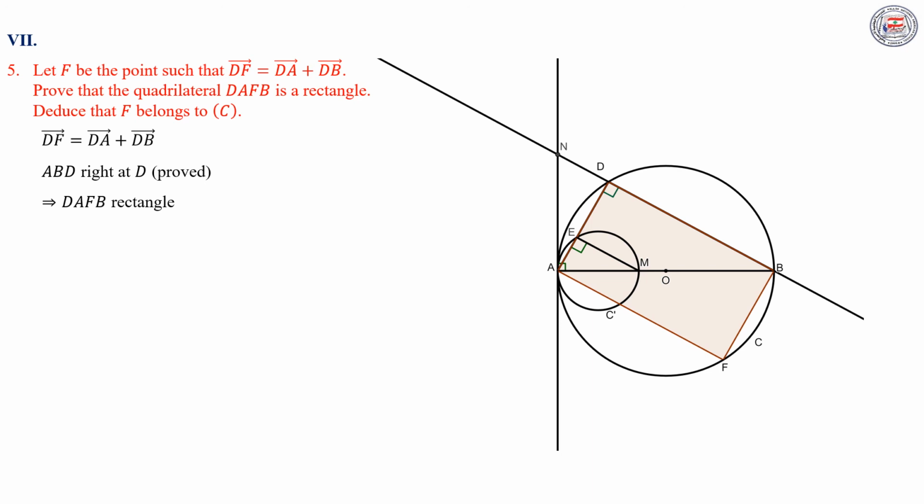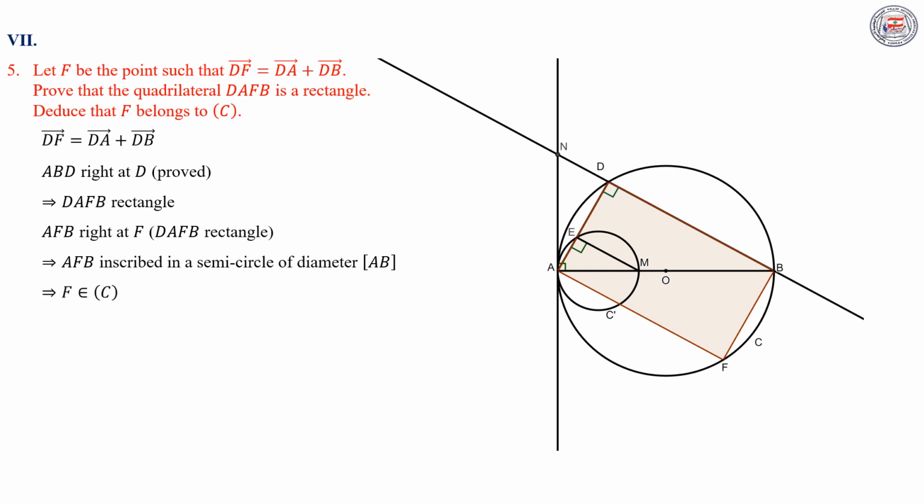We still have to deduce that F belongs to the circle C. AFB is right at F, since DAFB is a rectangle. Since AFB is right at F, then AFB is inscribed in a semicircle of diameter AB. Therefore, F belongs to the circle C.